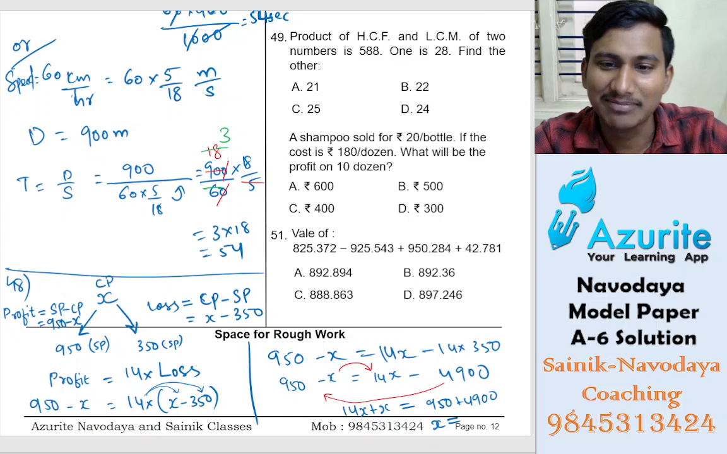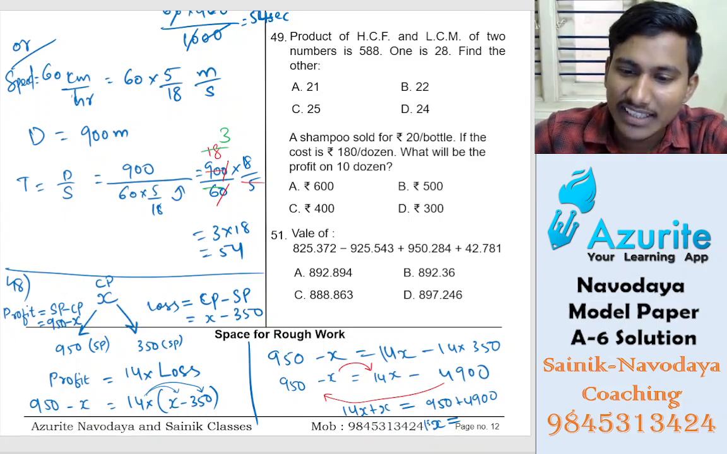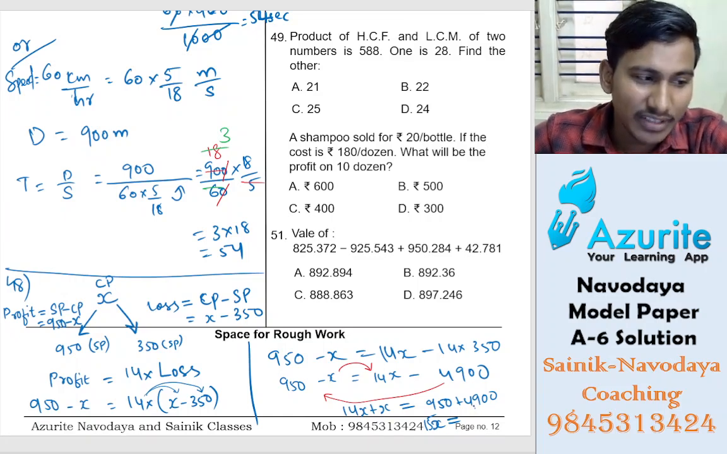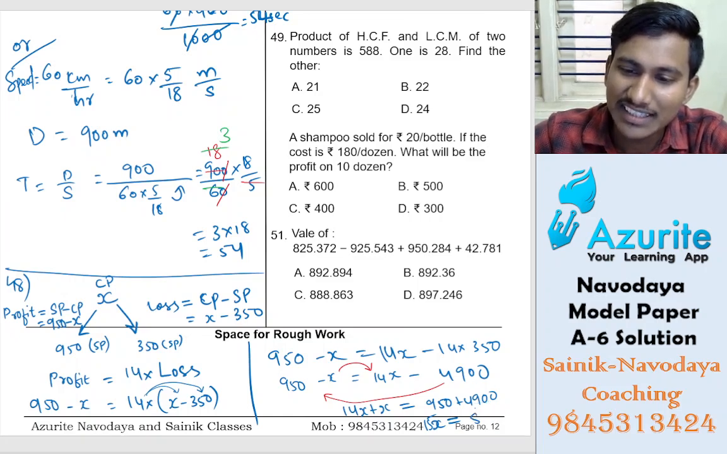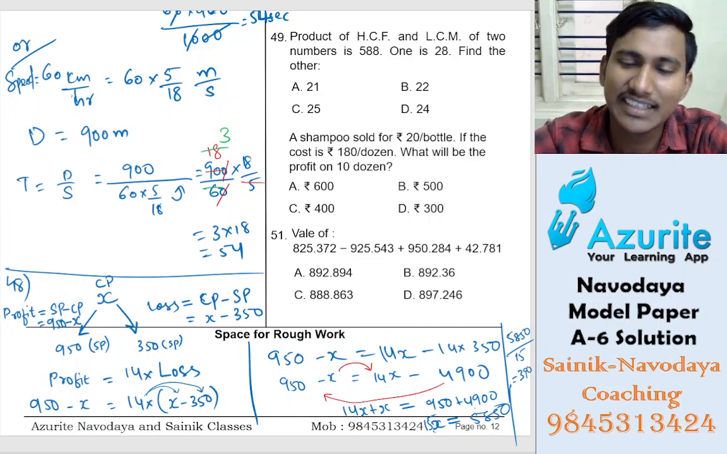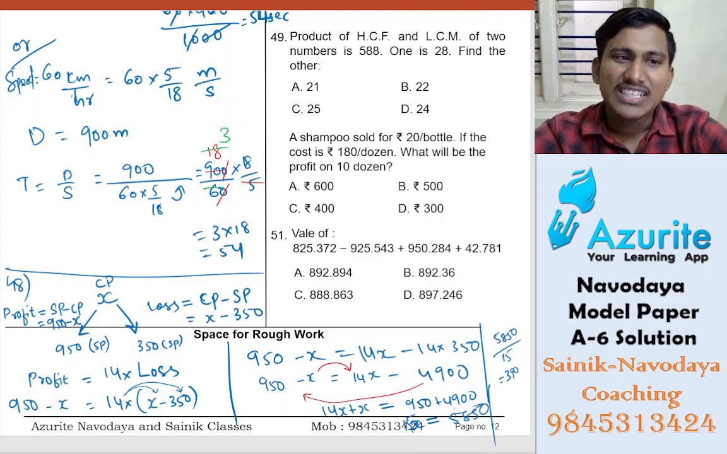4900 plus 950. So this is 15x, 14 plus 1 is 15x. How much? 5850. Then you have to divide with 15. So that is how x is equal to 5850 divided by 15. How much? So 5850 divided by 15, you will get 390. So see here, 48 question.